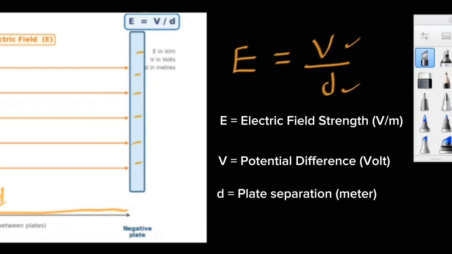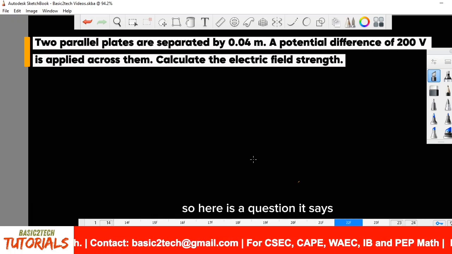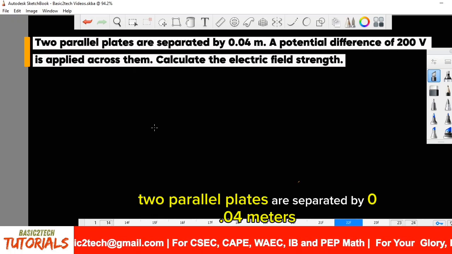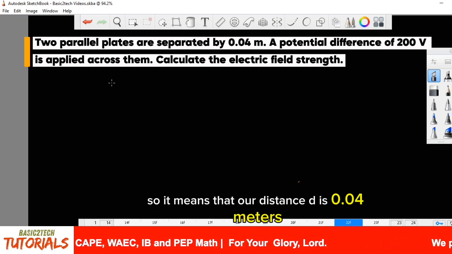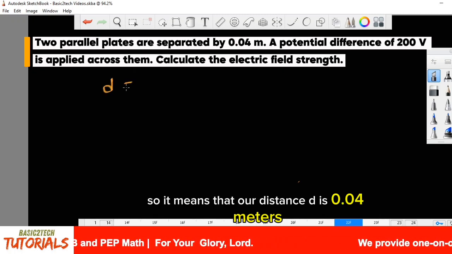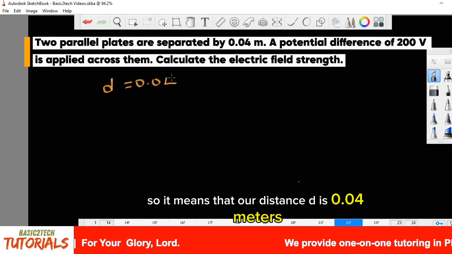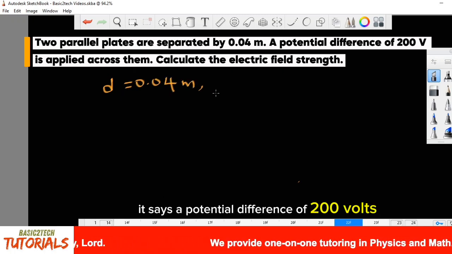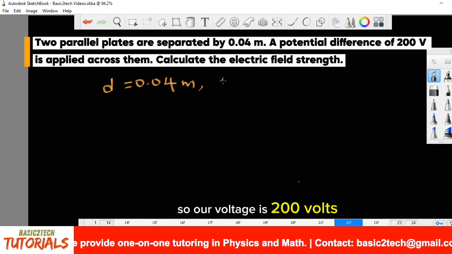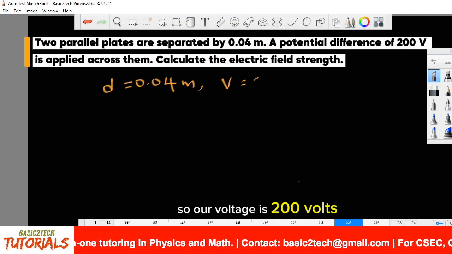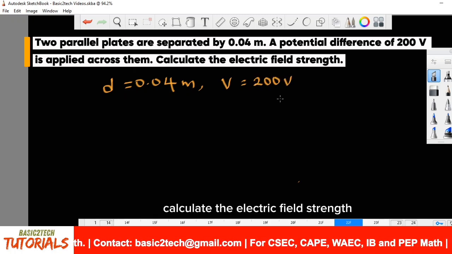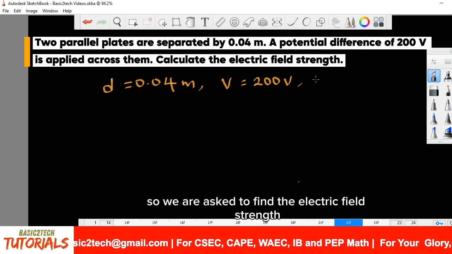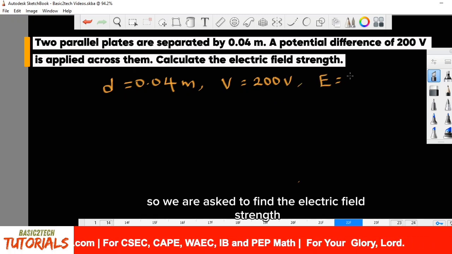Let's look at a question. So here is a question. It says two parallel plates are separated by 0.04 meters. So it means that our distance D is 0.04 meters. It says a potential difference of 200 volts. So our voltage is 200 volts applied across them. Calculate the electric field strength. So we're asked to find the electric field strength.